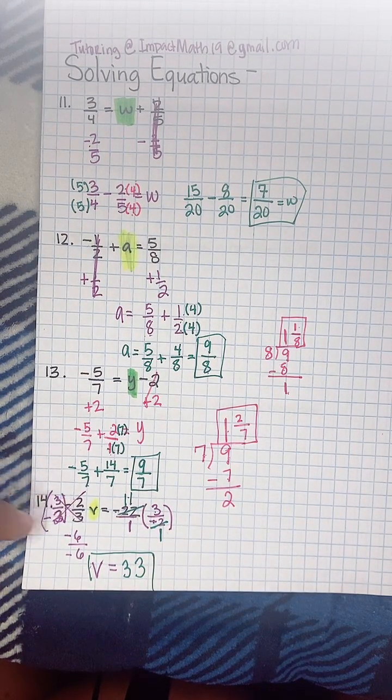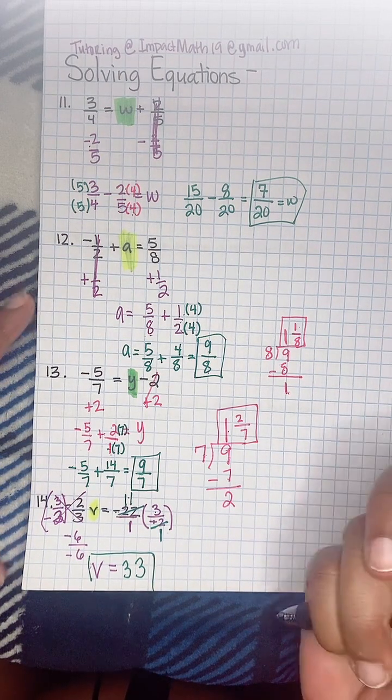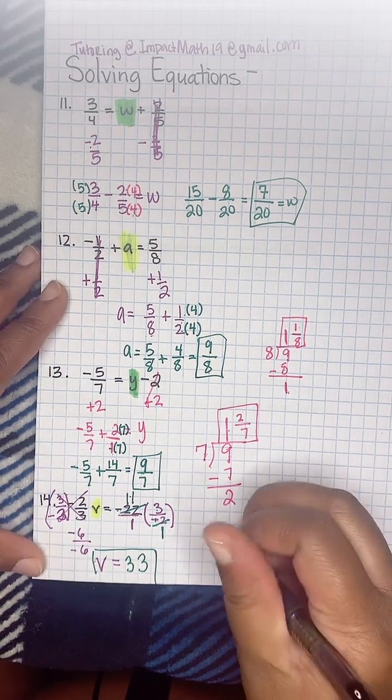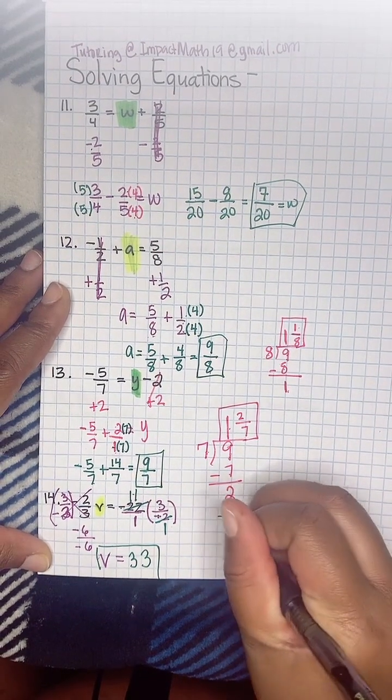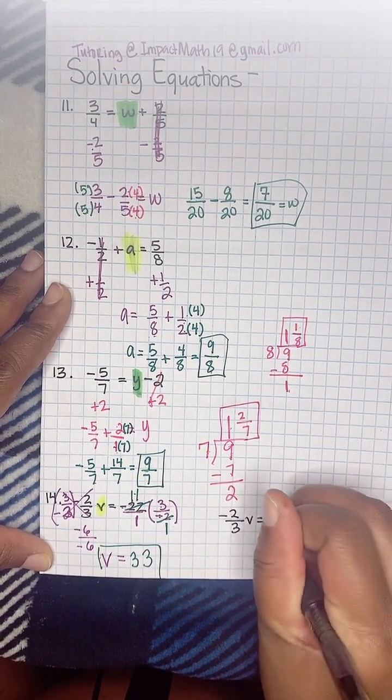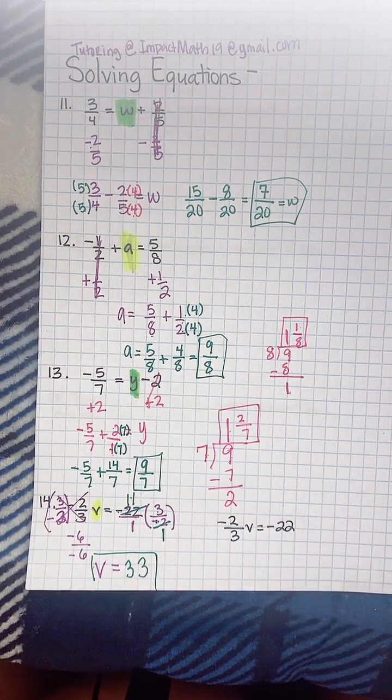Yeah, some people are saying they don't understand this one. Okay, let me do it a different way. If you don't understand the whole reciprocal thing, let's forget that. So we have negative 2 over 3v equals negative 22, okay?